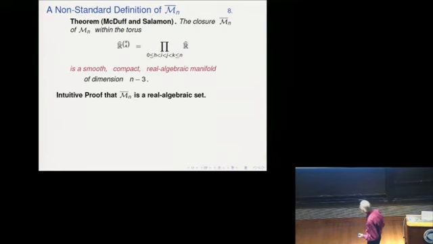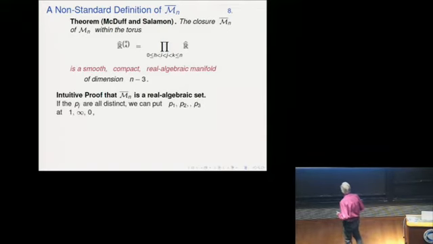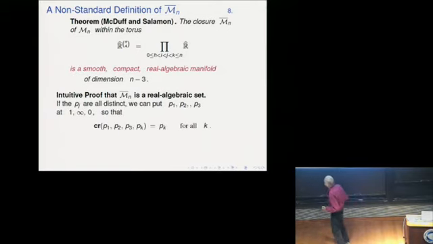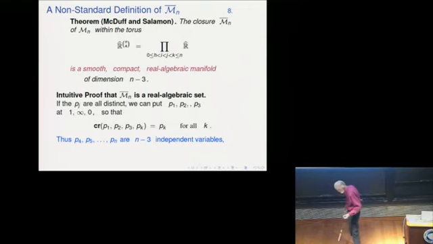intuitive proof, at least an intuitive proof that M is a real algebraic set. If the pj are all distinct, so I'm first of all looking at Mn, then we can put the first 3 at 1, infinity, and 0. And then we'll have this cross ratio is equal to pk for all k. Well, here the P4 up to Pn can be chosen more or less freely as long as we avoid collisions. So we certainly have n-3 independent variables.